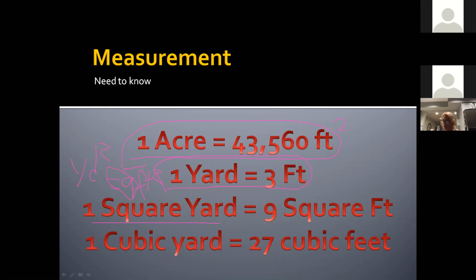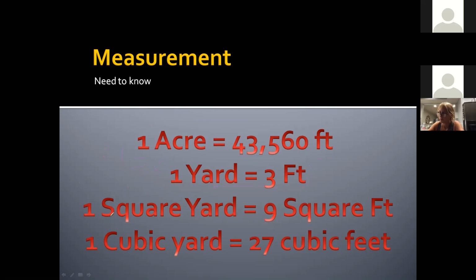And then we also have one more that we have to do, cubic yards, because cubic yards are how we measure concrete, and a cubic yard is 3 times 3 times 3. So 1 cubic yard is equal to 27 cubic feet. Why do we need to know that? Because you order concrete by the cubic yard. You order dirt by the cubic yard.